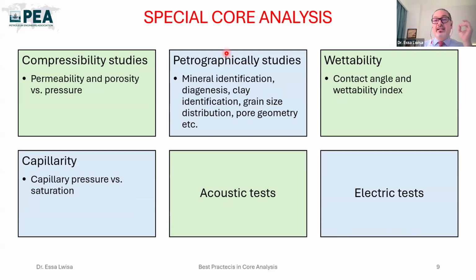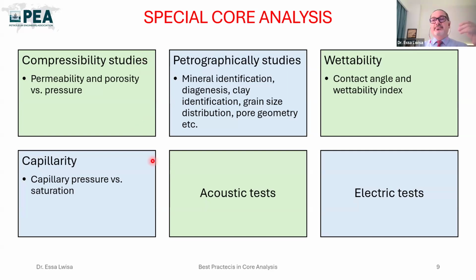We call it SCAL. In special core analysis, we measure compressibility of, see, most people say compressibility of rock. Actually, we don't study compressibility of rock. We study compressibility of pores, not rock. Compressibility of rock, that is rock mechanics. Okay, just to be clear.